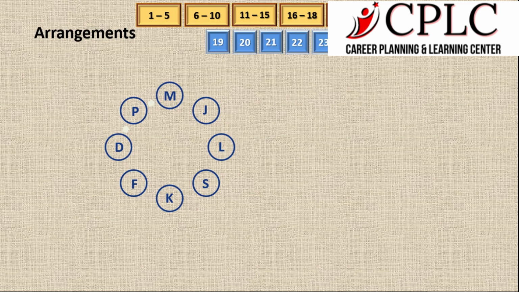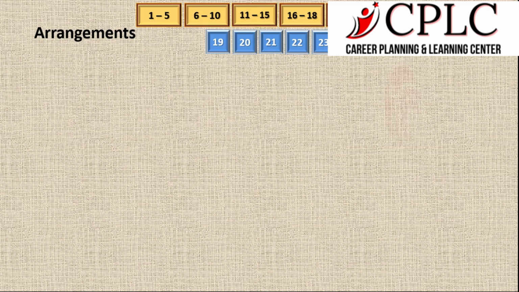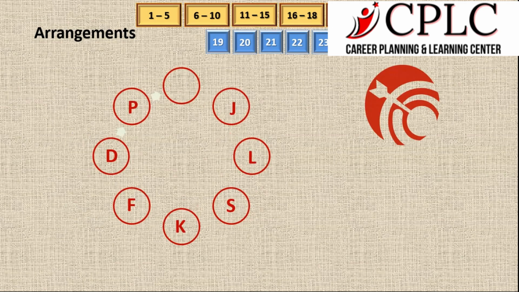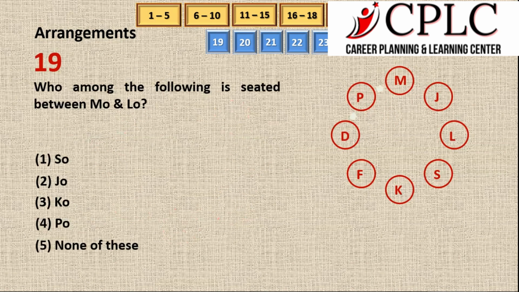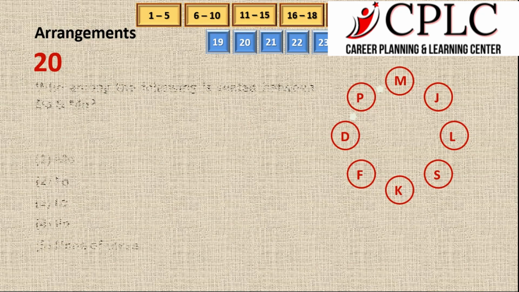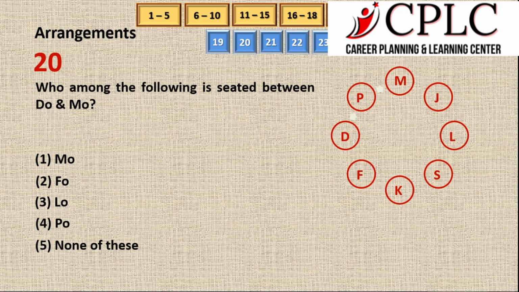Once you get this arrangement, answering the question is not difficult at all. The first one, the 19th one, between M and L, who is sitting? That is J, option 2. Between D and M, who is sitting? That is P, option 4.